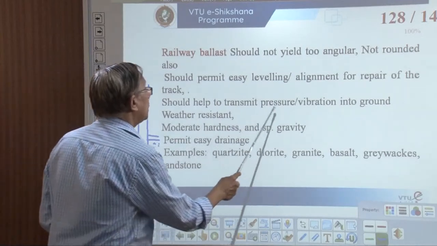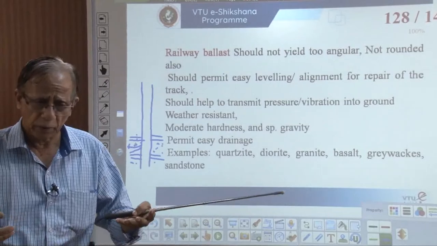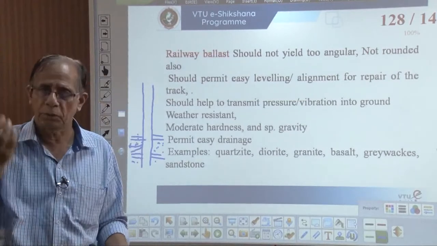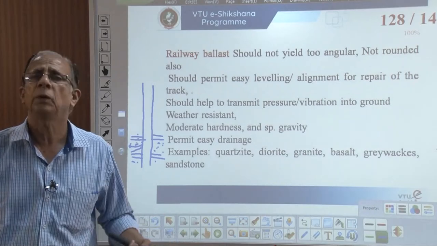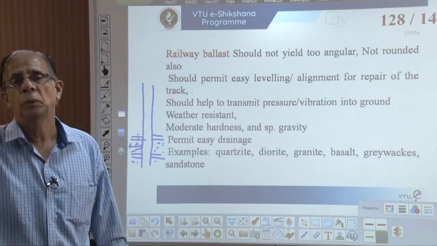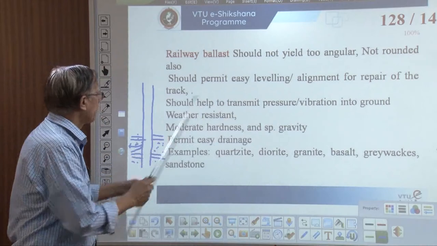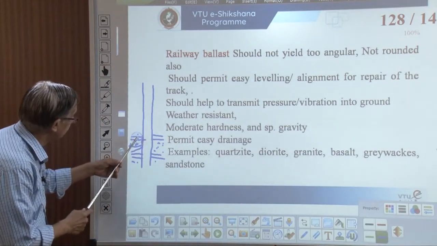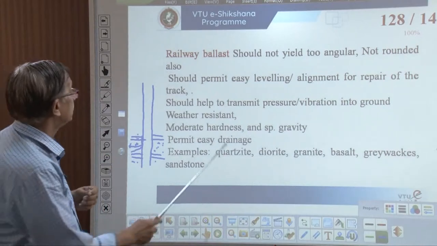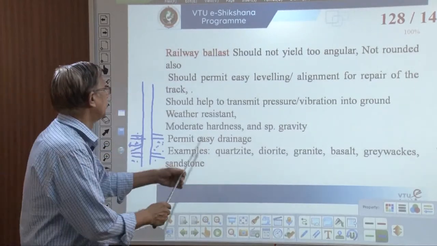They should help to transmit the pressure or vibration into the ground. There are some rocks, especially angular fragments, that bind so well they form hard ground. Pressure is not transferred to the ground, and vibration develops in our train. Train journey does not become comfortable. We have traveled by bus and train. We feel train journey is comfortable because it is smooth, no vibration. That is because we have this system and the pressure passes through this aggregate into the ground. The ground absorbs those pressures or vibrations. Therefore, these rocks should permit us to transmit the pressure or vibration into the ground.